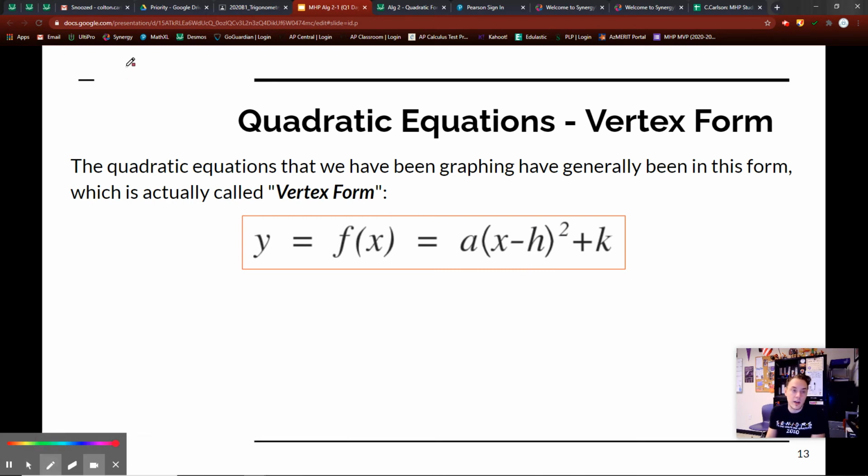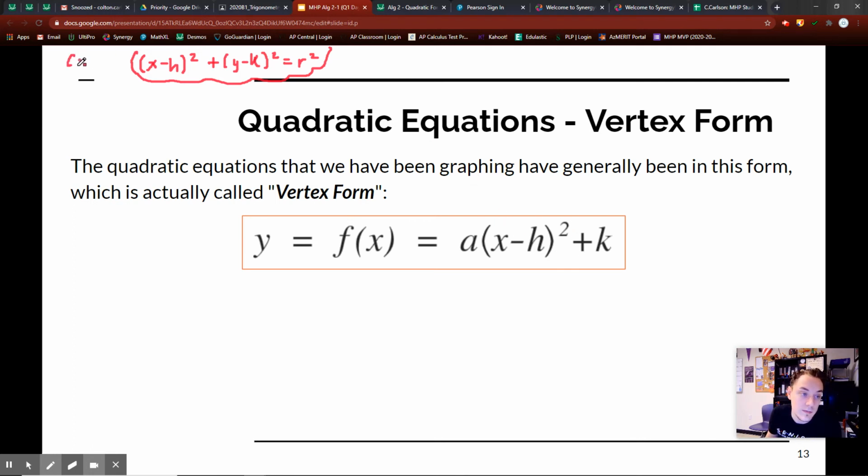Maybe you're familiar with geometry and circles, when you had (x minus h) squared plus (y minus k) squared equals r squared. Maybe you remember that from geometry. It's very, very similar, of course, as you can tell. In fact, this is with circles.